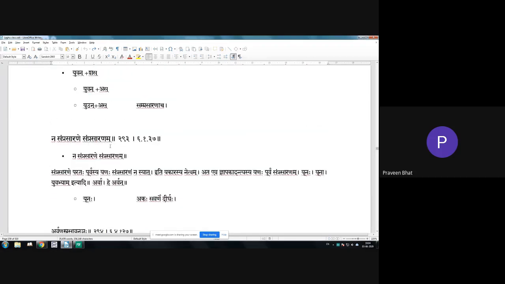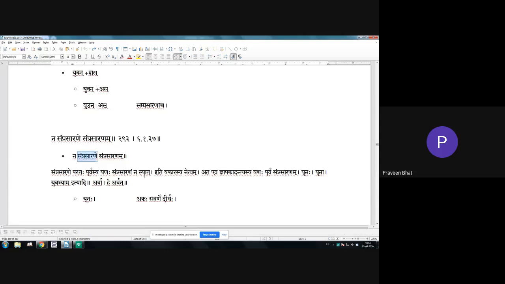Na samprasarane samprasaranam told us two things. One, when a samprasarana letter is followed by a samprasarana letter, then again you should not do samprasaranam. Rather, when a letter which can take samprasaranam follows a letter that has already undergone samprasarana, then it should not take samprasarana. That's what it means.